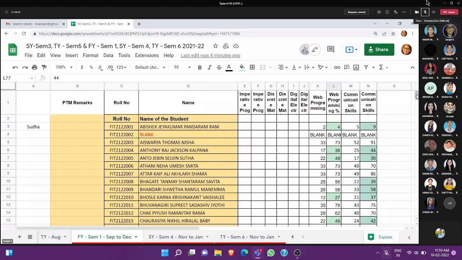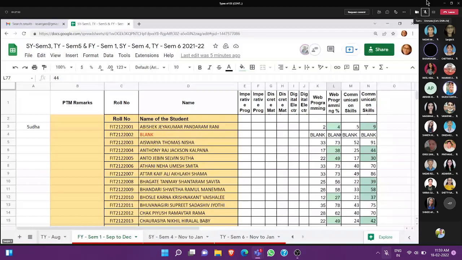All the students should attend the PTM. You, the respective student, will attend the PTM with any one of the parents. Your sister, brother and others should not attend. One of the parents should sit with you online. Okay, thank you, students, you all can leave.